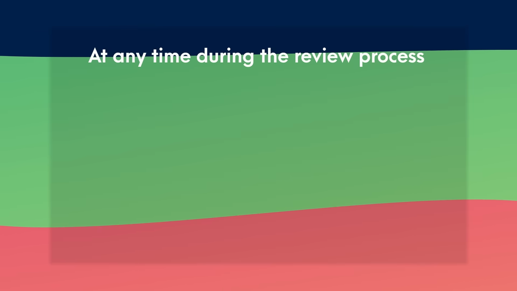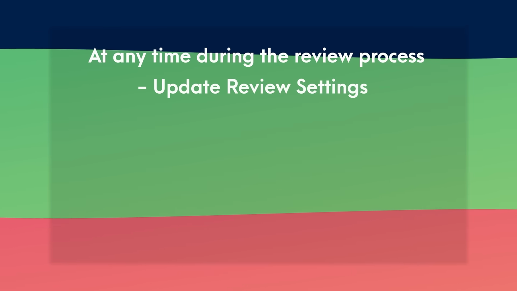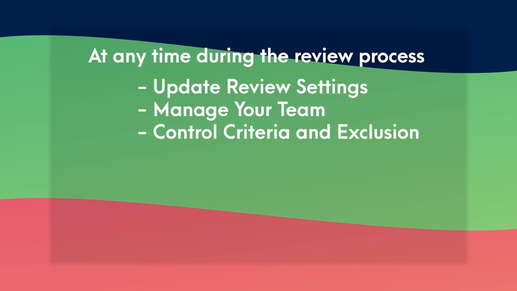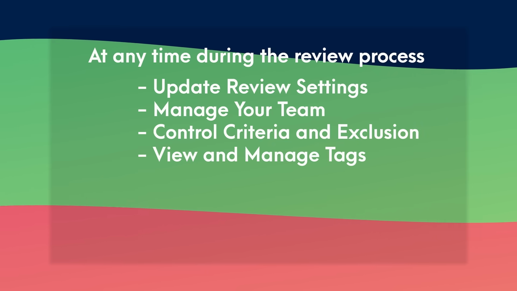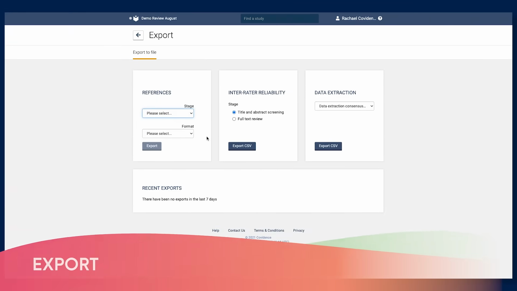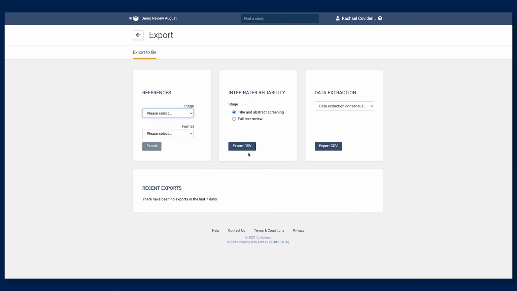At any point during the review process, you can update your review settings, manage your team, control criteria and exclusion, and view and manage tags. When it's time to export, choose the format that is right for you. You can export your references at any stage in the process and in many formats available. We also provide an inter-rater reliability export for the screening stages, together with all the data extracted and quality assessments you have added for your studies.